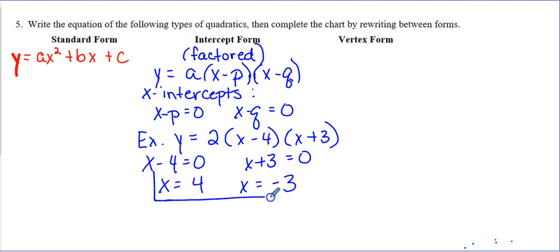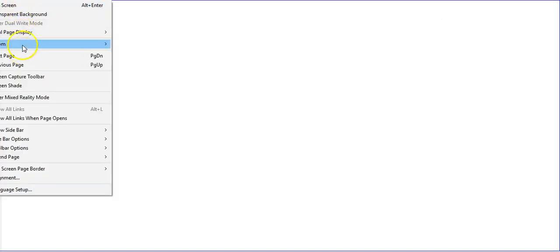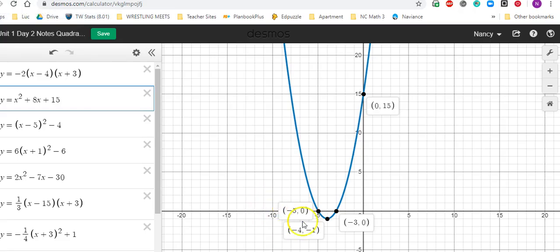So those two numbers, 4 and -3, would be your x-intercepts. In other words, over here, your x-intercepts are -5 and -3. Let me go back over here. I'm going to write on this screen again. Okay, so over here, your x-intercepts would be -5 and -3.